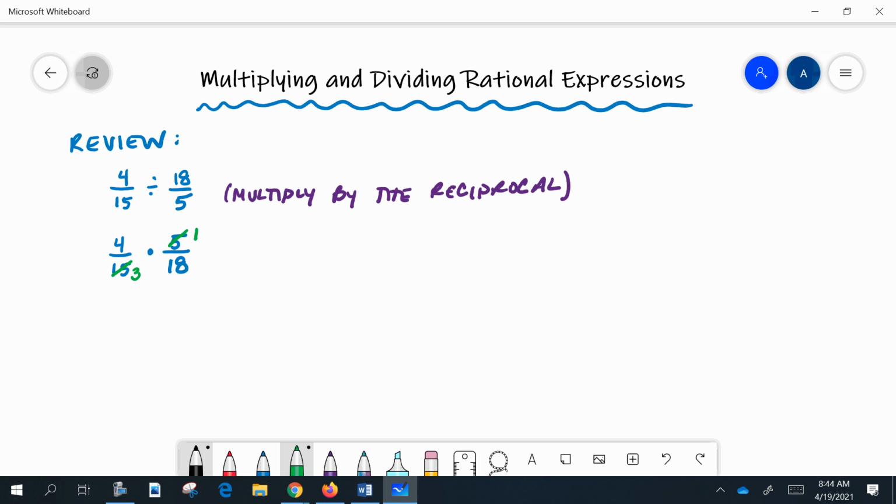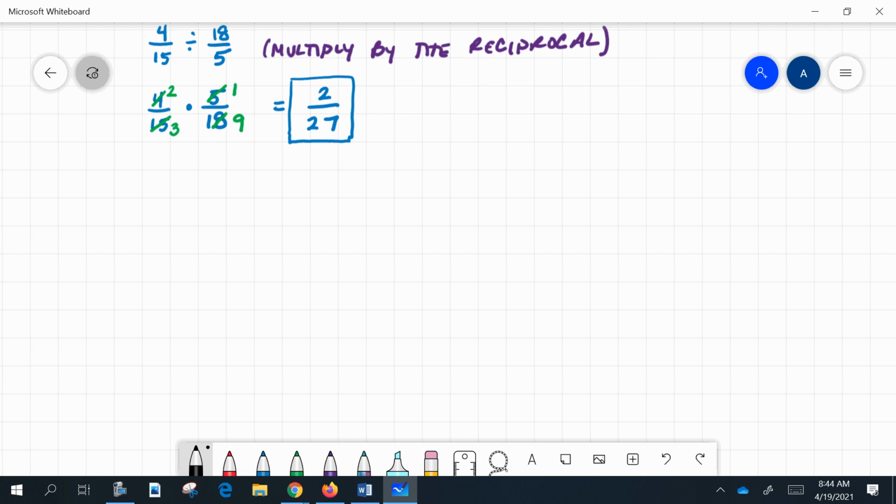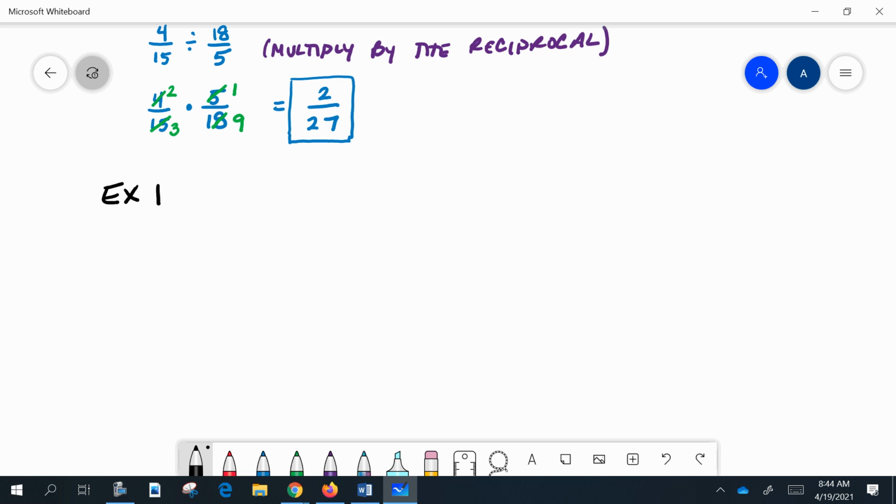Then I notice that 4 and 18 have a common factor of 2. So 4 divided by 2 is 2, and 18 divided by 2 is 9. We can cross simplify because of that division. Then when we go across the numerator, we've got 2 times 1, which is 2, and 3 times 9 is 27. If we do our simplifying first, then when we multiply the fractions, it will already be reduced. So that's the idea that we're going to apply to these algebra problems. All right, so let's start with example 1.